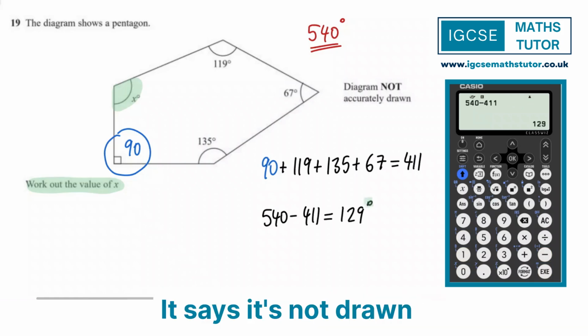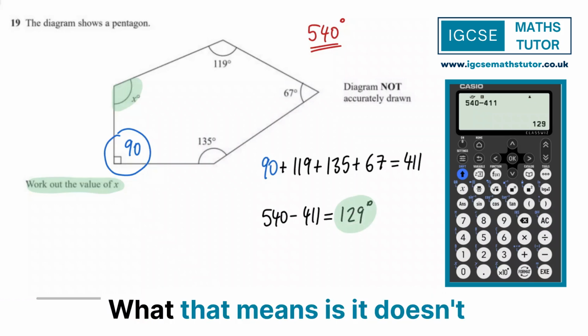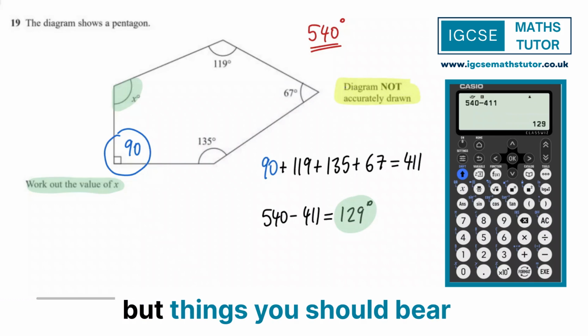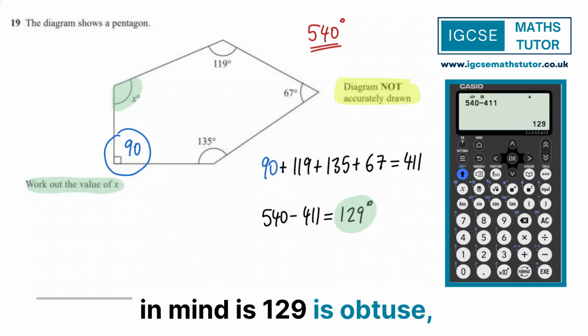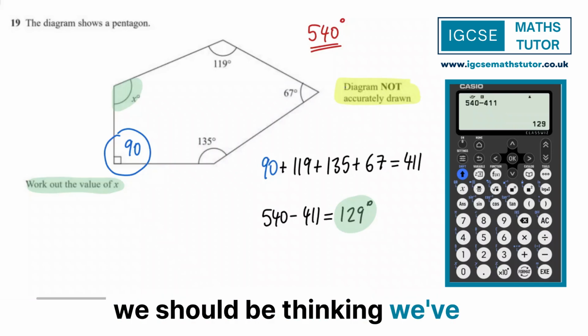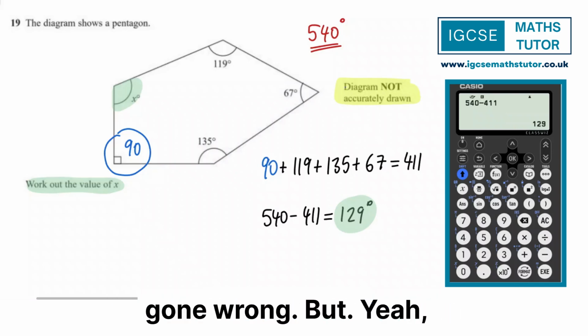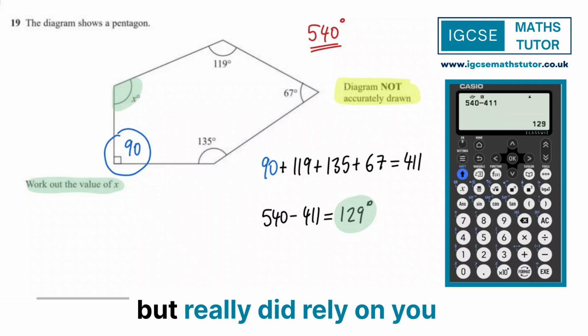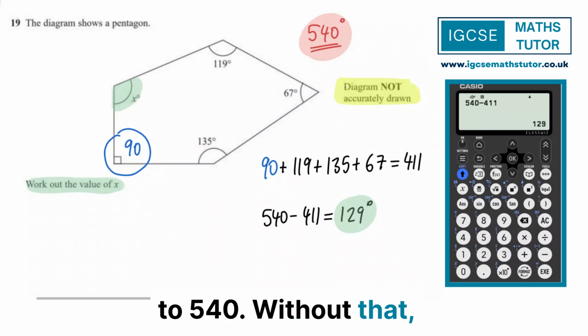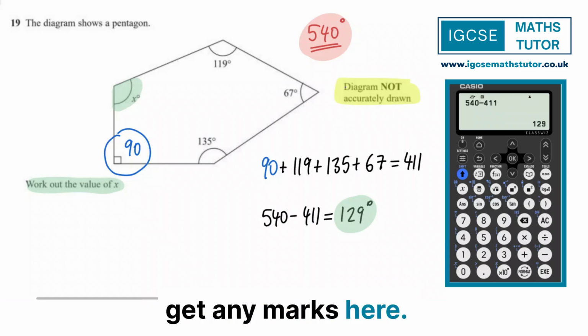Okay. It says it's not drawn accurately. What that means is it doesn't want you to use your protractor. But things you should bear in mind is 129 is obtuse, and X does look like it's obtuse. If we'd got a number less than 90, we should be thinking we've gone wrong. But yeah, quite a simple question there, but really did rely on you knowing that they added up to 540. Without that, you'd be struggling to get any marks here.